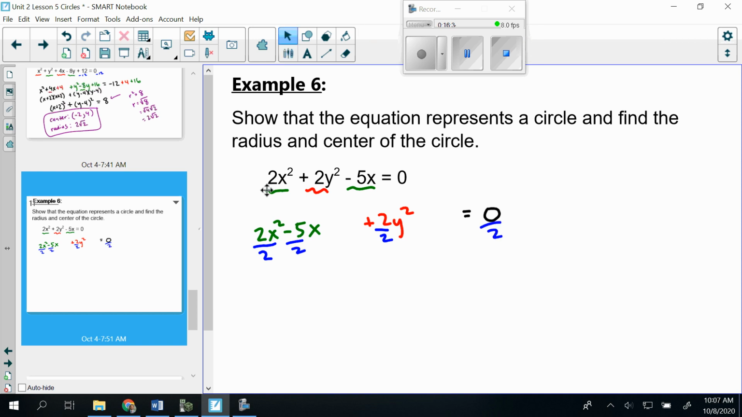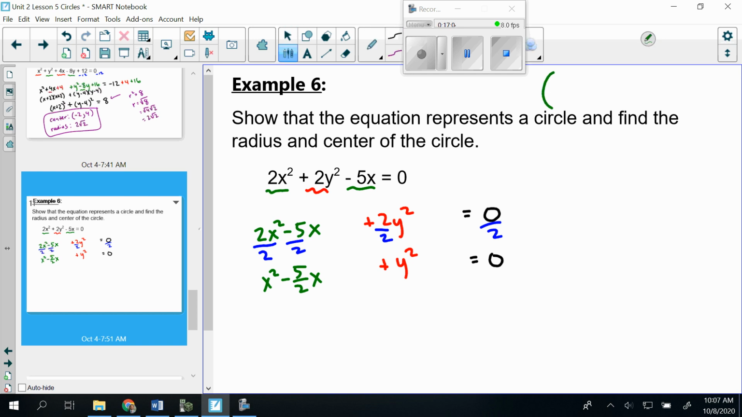So now what my equation looks like is x squared minus 5 halves x. Over here, this is plus y squared equals 0 divided by anything, still just 0. All right, now complete the square. Luckily for us, we don't have to do anything with the y's on this one, but we do got to complete the square on our x term over there.